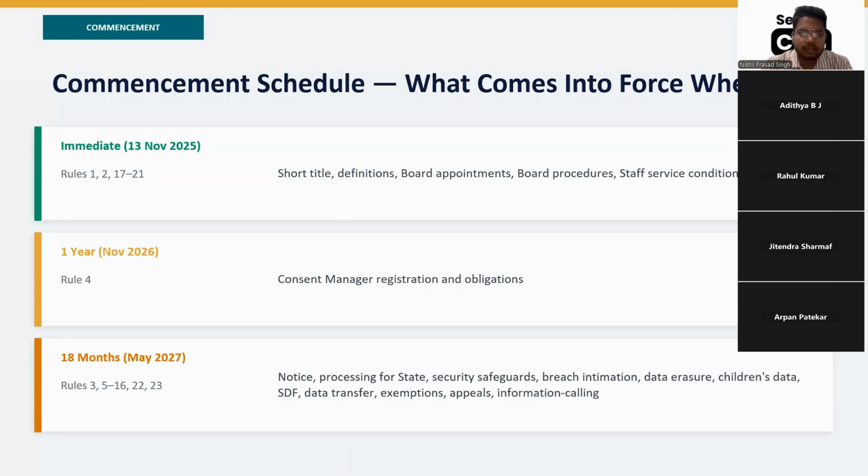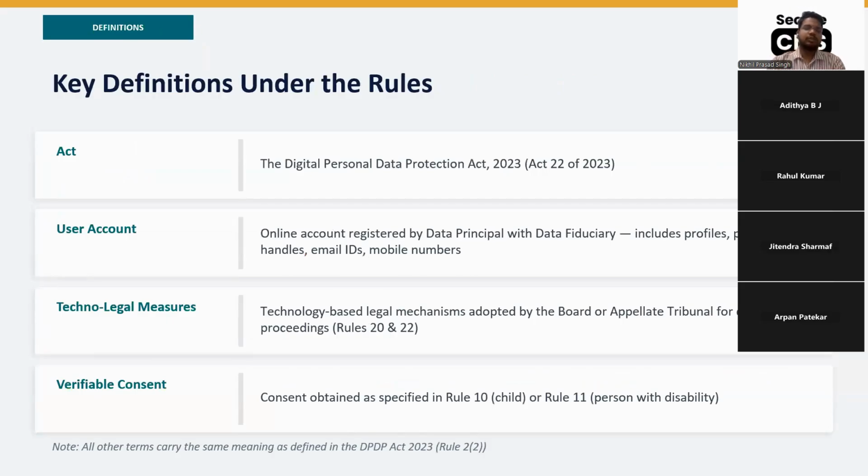So the DPDP rules have some timelines. The title and the definitions came into effect immediately. But for consent management registrations and obligations, if any consent management system in the market wants to register itself, they have to wait till November of this year. And any other market player dealing in digital personal data has 18 months, until May 27, to comply with the data protection rules and act. So this is the timeline. Let's proceed further.